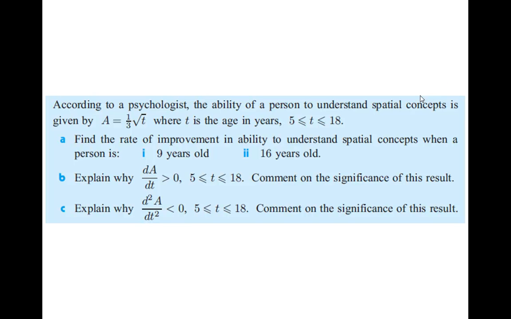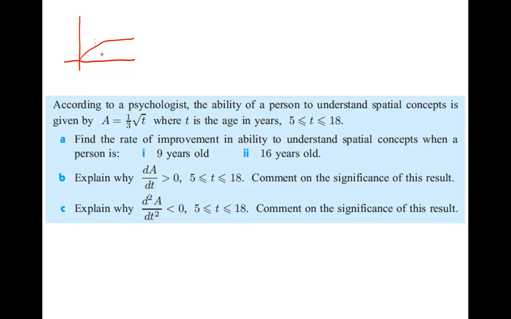Let's just go straight into it. Right here, we've got a psychologist who says that the ability of a person to understand spatial concepts is given by A equals 1/3 root t. Now, if we think about this, what does this function look like? Well, it looks like this, right? That's a square root function, square root of t. And it's a third of that, so it'll be a little bit more narrow, squashed vertically, compressed, from 5 until 18.